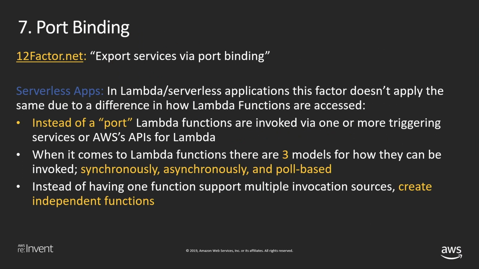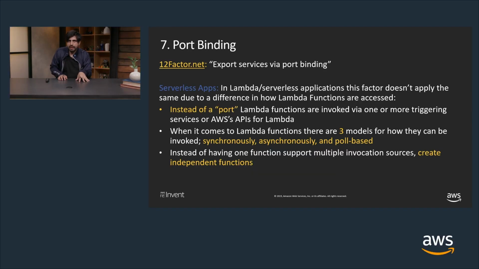So number 7, port binding. Export services via port binding. Now this is something that does not apply to Lambda or to serverless applications. Instead of ports, Lambdas are invoked via triggering services or AWS APIs for Lambda. So you're not having to set up server routing. And this is one of the big parts of why people choose serverless.